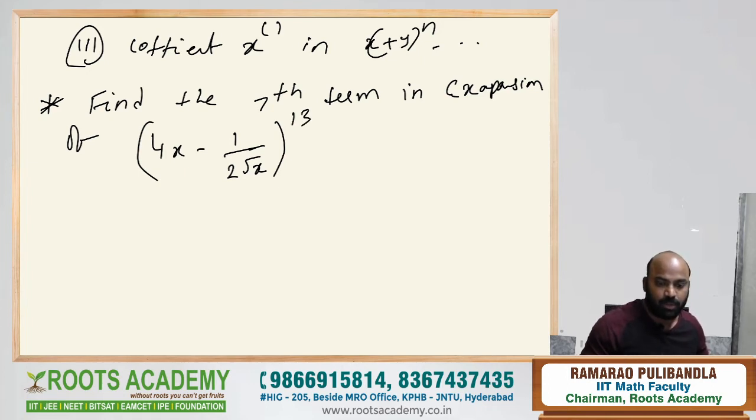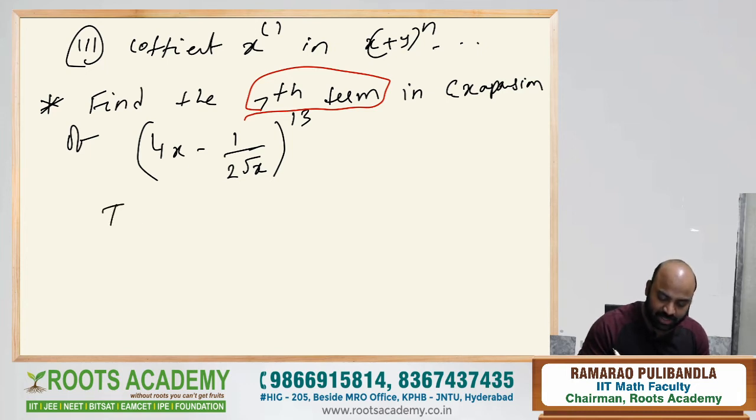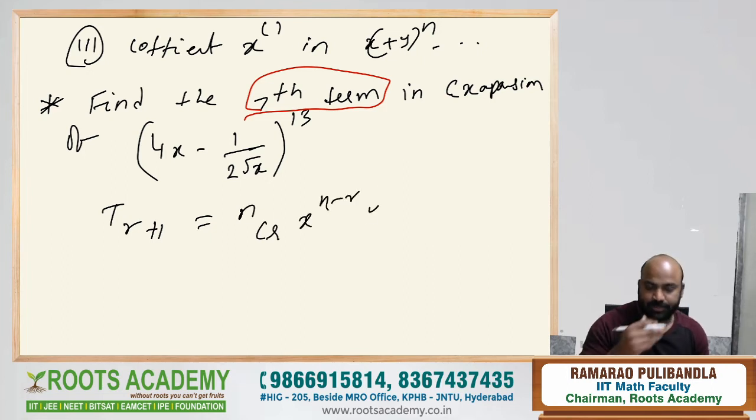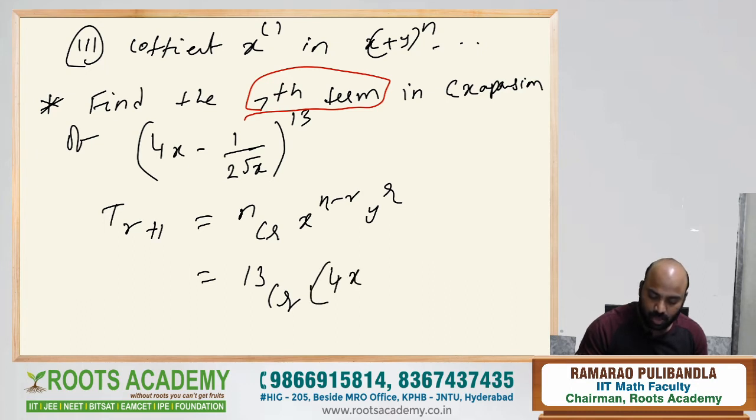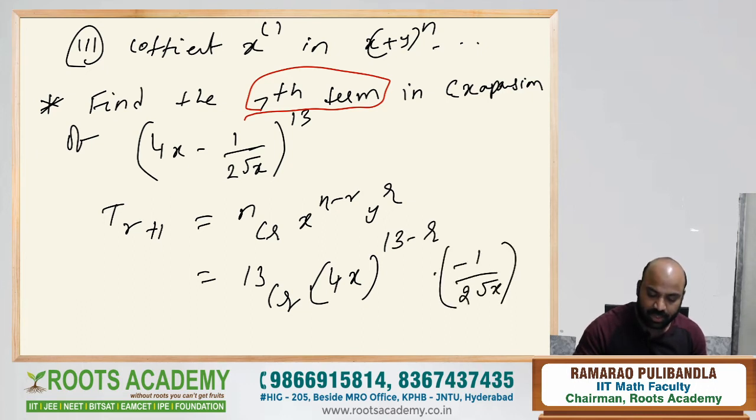13. So in this, what is being asked? The seventh term. Very simple. We know the T(r+1)th term is nothing but nCr into x power n minus r into y power r. So that is the formula we know. Here n is 13, so 13Cr into (4x) whole power 13 minus r into (minus 1 by 2 root x) whole power r.